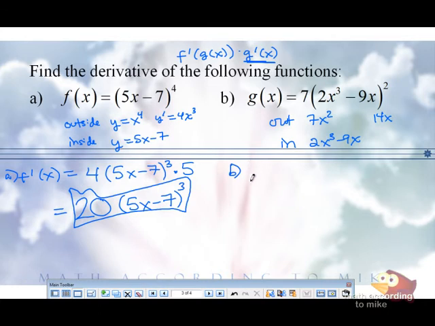Well, we're going to do the same thing here. 2 times a 7 makes 14. Leave the inside alone. Take 1 off the exponent. I'm just going to put a 1 there as a marker. You do not have to. But we're not done with the chain rule because we have to differentiate the inside. What is the derivative of the inside? 6x squared minus 9.